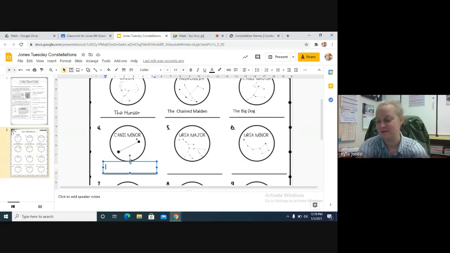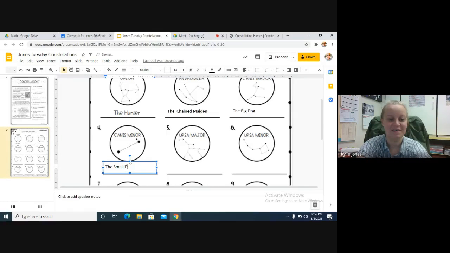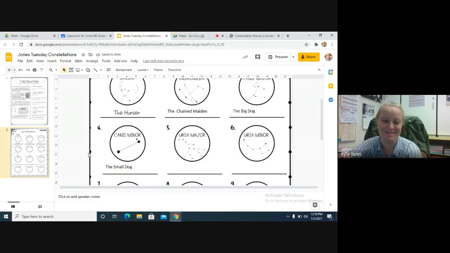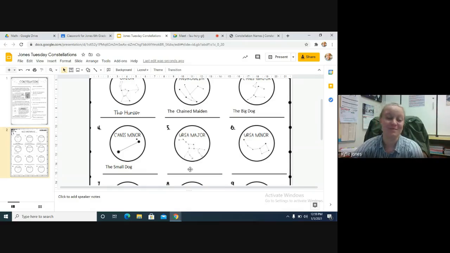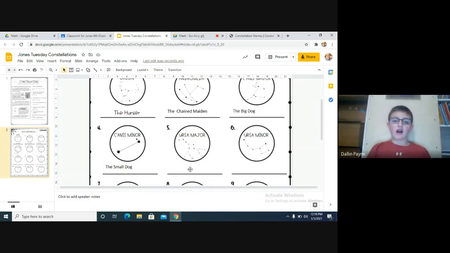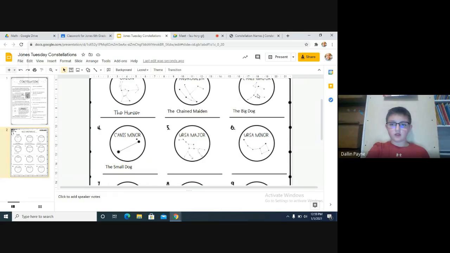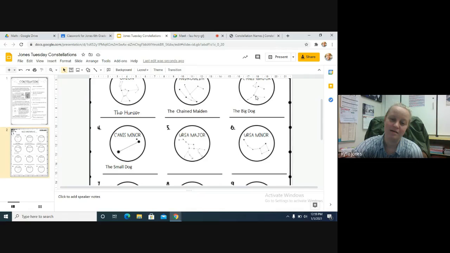All right, number 4, Canis Minor. What does that one mean? Small dog. The small dog. Do we see a small dog in this one? No. No, I don't see a small dog. But how does it look like a dog? I don't know. Oh, wait, I can kind of see why they call it the small dog. If you go back and look at the Canis Major, you can look at and see those 2 really dark dots. Uh-huh. It shows those 2 dots. So I can kind of see how it's the small dog. Yeah. I could see it.